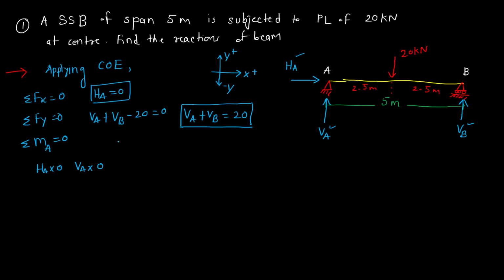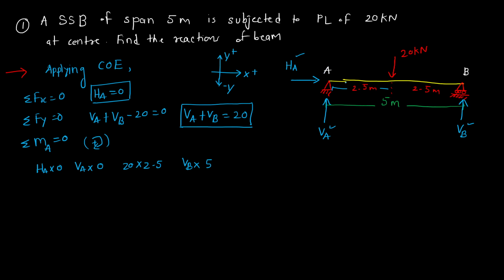We all know the moment formula is force into distance. The force value is 20. The distance from point A is 2.5. So 20 into 2.5, and the last one is VB into 5. Okay. Now the directions, we will assume clockwise direction positive.